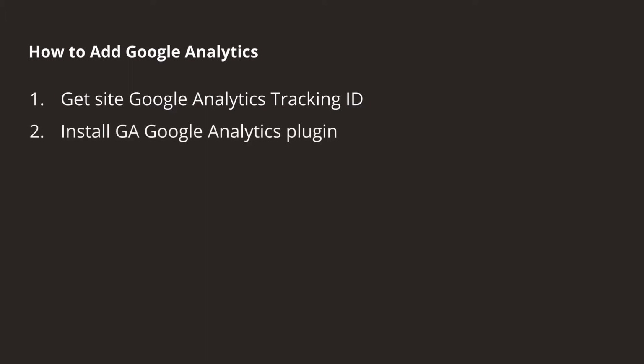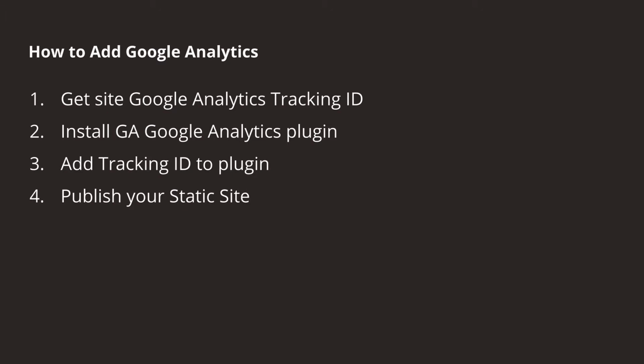Then you want to install the GA Google Analytics plugin and add your tracking ID to that plugin settings. Then we will publish our static site and test with the Google Active Users tracking to make sure that everything is working properly. And that's it. Just 5 simple steps to get up and running with Google Analytics on your static site at Strattic. Now let's take a look at what each one of these steps involves.